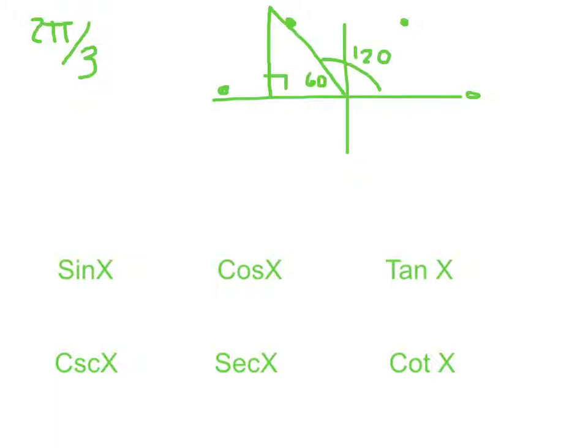I know my longest side is across from the 60, so there's a square root of 3 over 2. My short side is across from the 30, so this is negative 1/2. And I know it's negative because I'm going left. And now I can say that the sine is the square root of 3 over 2, and I flip it over to get the cosecant.